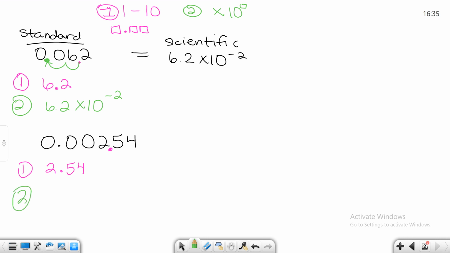And then the second thing I'm going to do is I'm going to now count place values going back to my original decimal. Okay, this is where I'm going to stop. So I'm going to count -1, -2, and -3. So this is going to be 2.54 times 10 to the -3. So as scientific notation, this would be written as 2.54 times 10 to the power of -3.